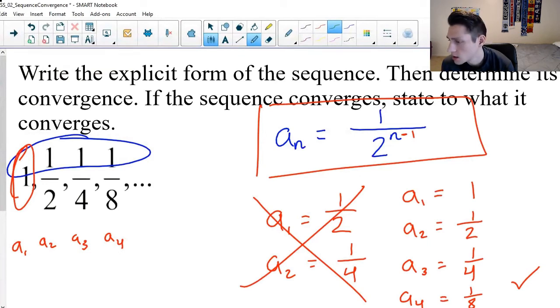1 over 2 to the n would be wrong. Yeah, because 1 over 2 to the n does not give you that first term, the 1. We have to have that 1 in there. That's part of the sequence. So 1 over 2 to the nth power, yeah, it wouldn't cut it.